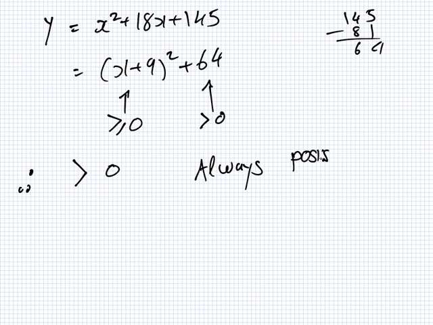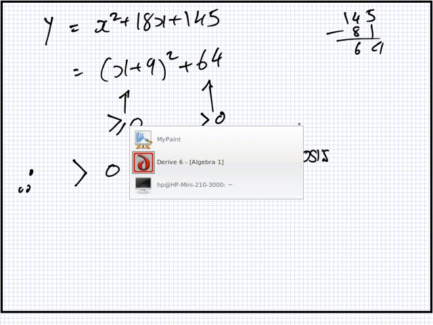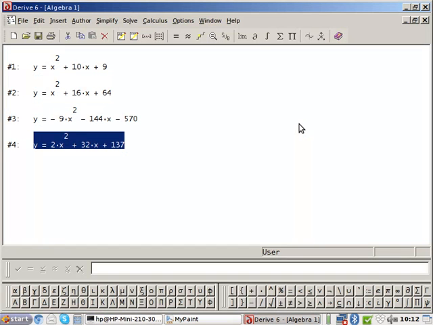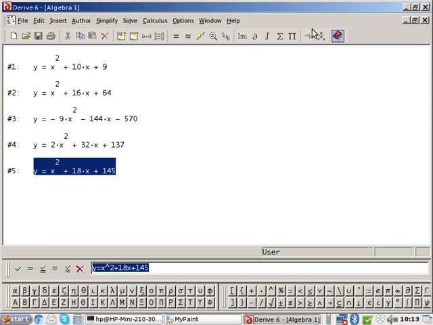Oh, I'm doing the wrong thing. This is just another graph question. Okay. Well, doing this, I know what type of graph I'll get as well, because it has no roots, it's always positive. So I'm expecting something above the axis here. Y equals x squared plus 18x plus 145.